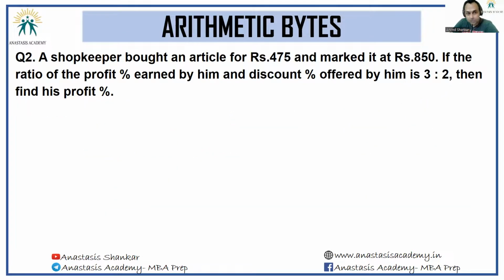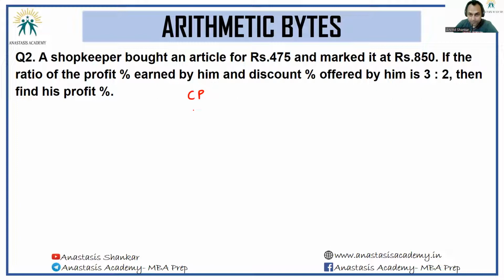Next, a shopkeeper bought an article for rupees 475 and marked it at 850. If the ratio of profit percentage earned by him and the discount percentage offered by him is 3:2, then find his profit percent. Okay.